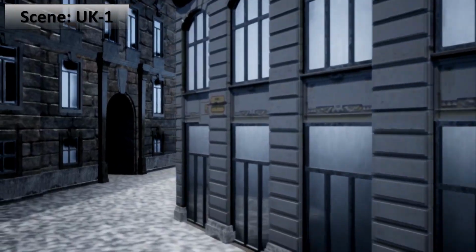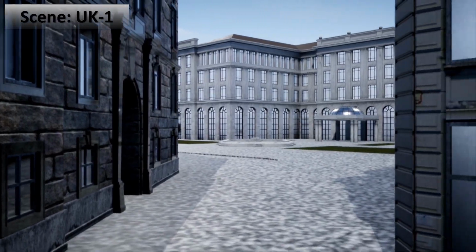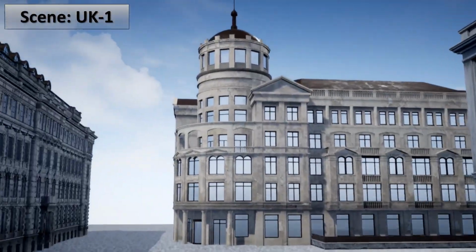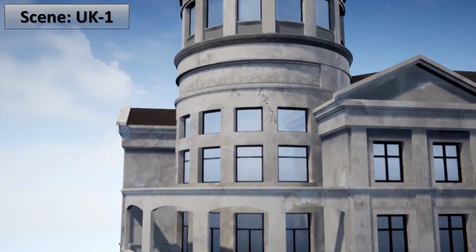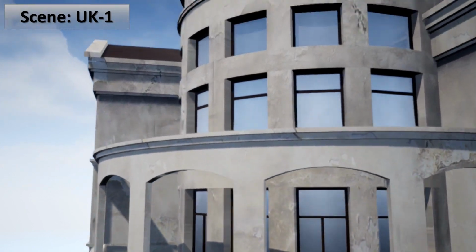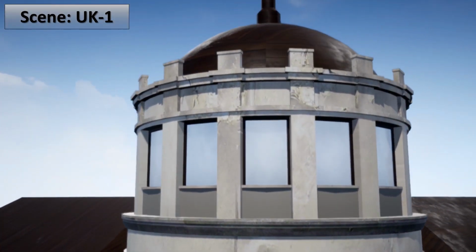pipelines. Our fourth scene, UK1, is modeled after the architectural styles found in the United Kingdom. All building facades have stone masonry, richly modeled along with arched entryways and pillars. Rooftops are textured with either hatched roofing or repeated wooden planks.